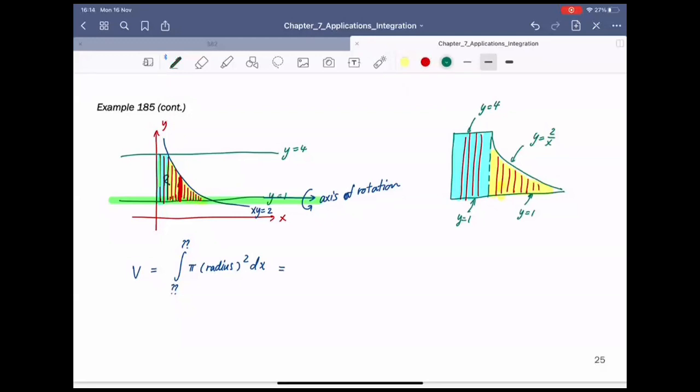So when you compute the volume of the solid of revolution, you need to integrate from something to something pi. The first piece, the one that I highlight in light blue, the radius is going to be 4 minus 1, squared, dx. The second one is going to be pi times (2 over x minus 1) squared, dx. Because the radius on the yellow piece is going to be 2 over x minus 1. The radius on the light blue one is going to be 4 minus 1.